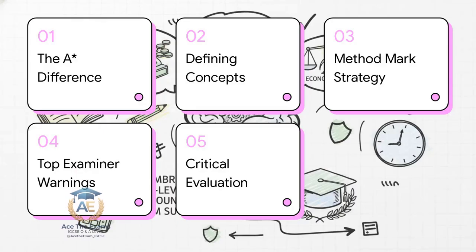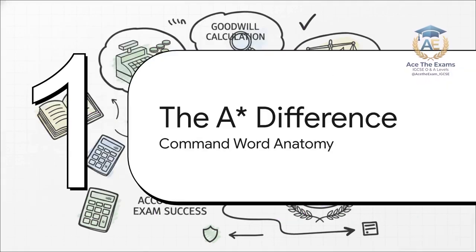Okay, let's look at our structured blueprint for today. We're going to systematically equip you with the tools you need. We'll cover 1. The Cambridge A-star difference. 2. Defining goodwill concepts. 3. The method mark concept. 4. Top examiner warnings. And finally, number 5. Mastering critical evaluation.